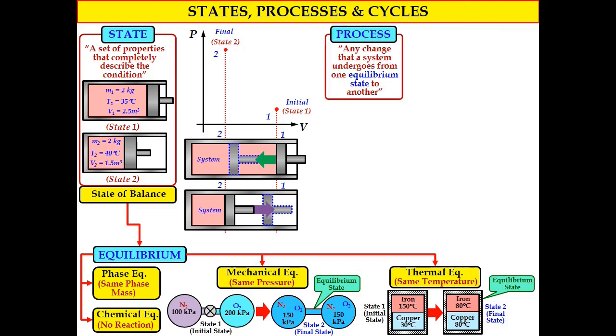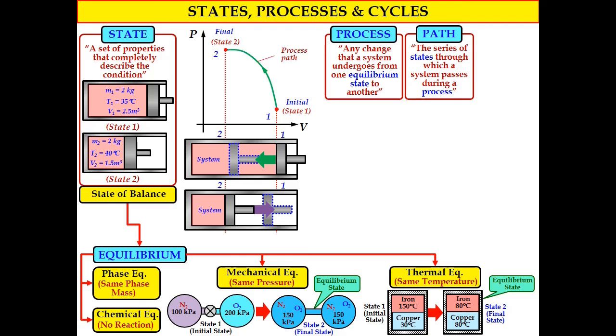Okay, how about the process? What is the meaning of the process? The process is any change that a system undergoes from one equilibrium state to another. If you want to describe it in the PV diagram, first we need to know the meaning of the path. A path is a series of states through which a system passes during a process. The green line represents the process path, so the line describes the process from state number 1 to state number 2.